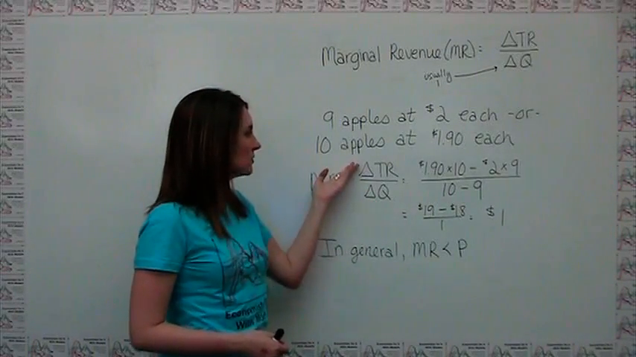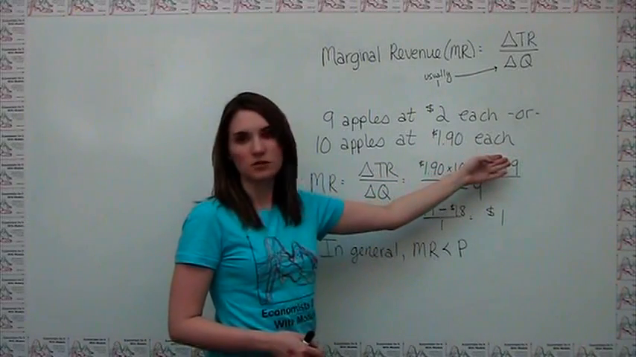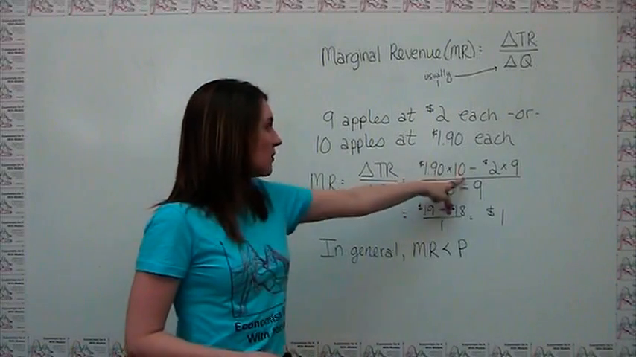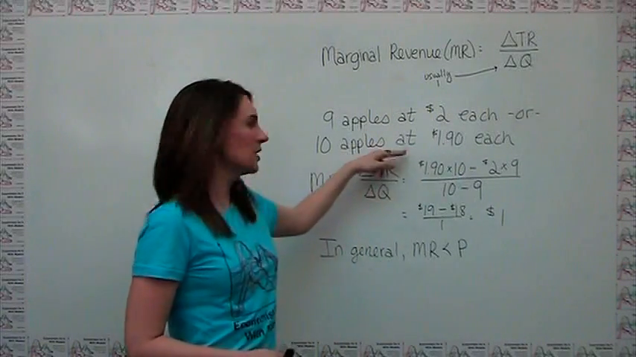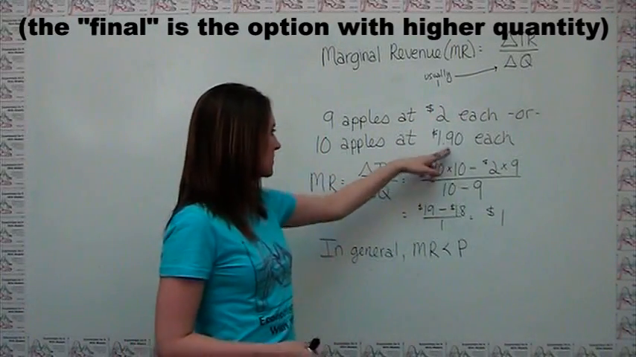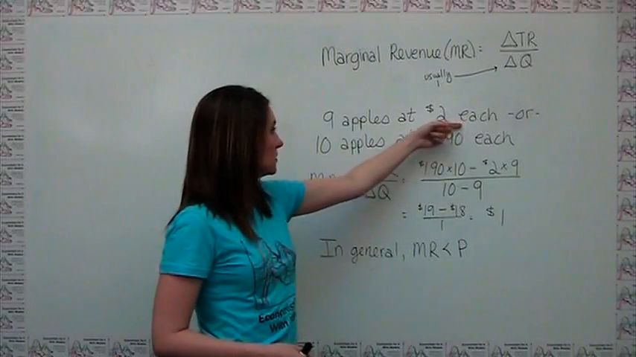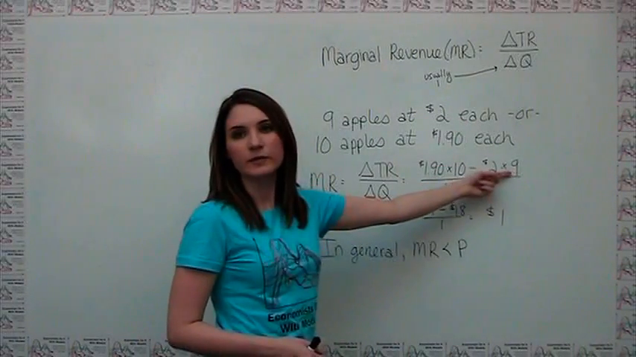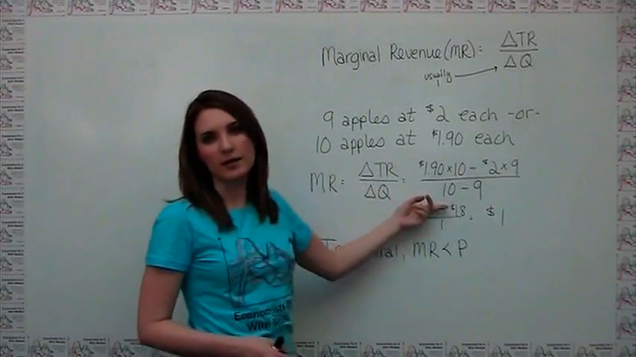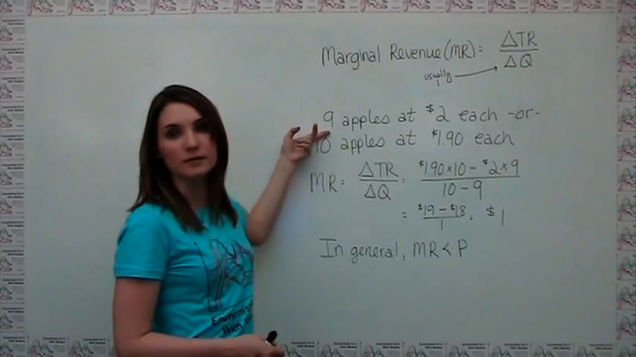The change in total revenue is just final total revenue minus initial total revenue, which is price times quantity for the second option minus price times quantity for the first option. So we have $1.90 times 10 minus $2 times 9. This is all divided by the change in quantity, which is just final quantity minus initial quantity, or 10 minus 9.